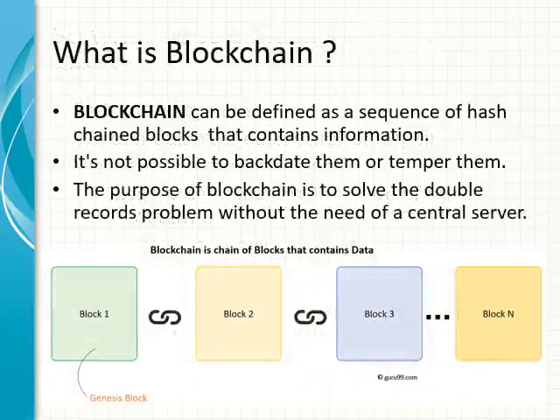So what is blockchain? Blockchain can be defined as a sequence of hash chain blocks that contains the information. You can see the figure. In this figure, the blocks are linked to each other. Each block contains the link to the previous block, and once the block is inserted into the blockchain, it is not possible to backdate this block, and it is also not possible to tamper with the block. The first block in the blockchain is called the Genesis block.